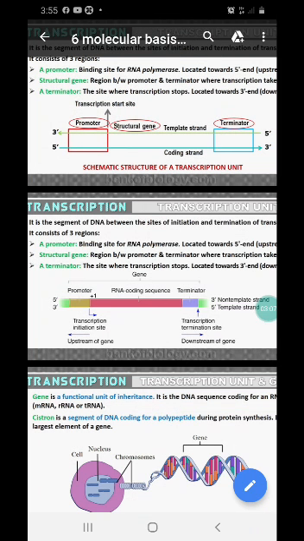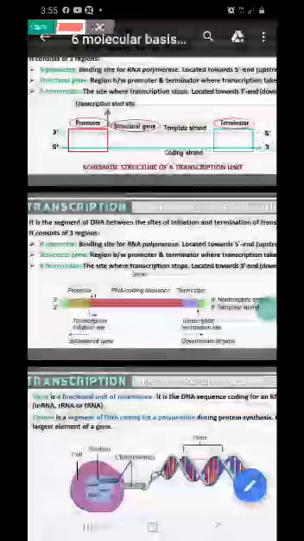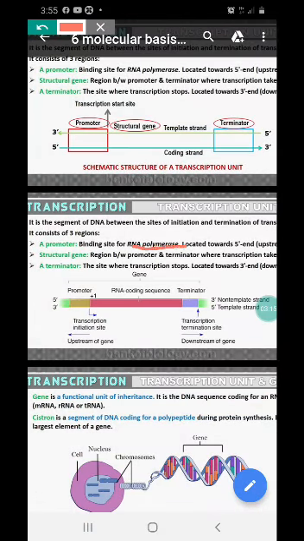Children, the promoter region is the site where the RNA polymerase binds. The RNA polymerase is the enzyme which helps in the polymerization of RNA. So the promoter region is the place where the RNA polymerase binds and starts initiation of the process, right? And the terminator is the region where the process of RNA synthesis stops. Clear, children?